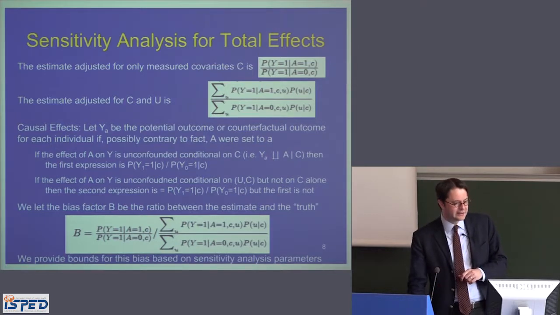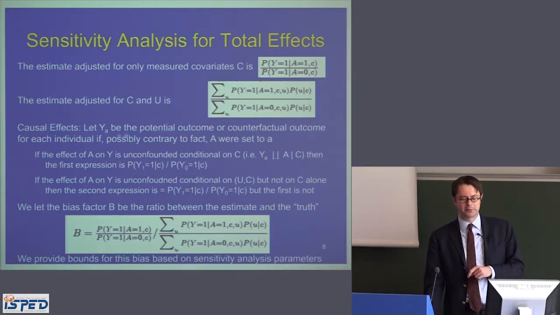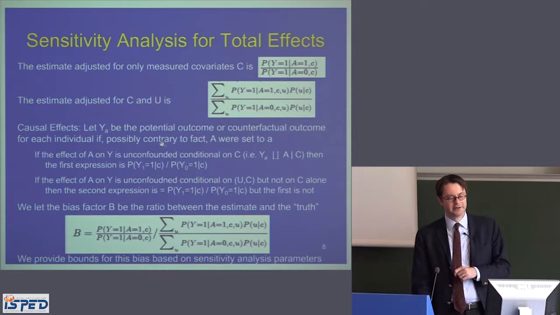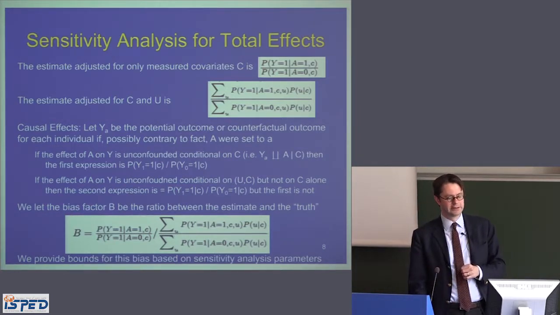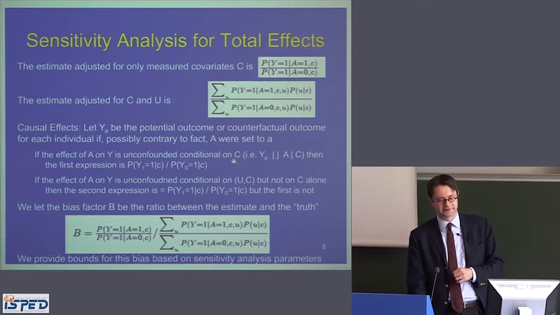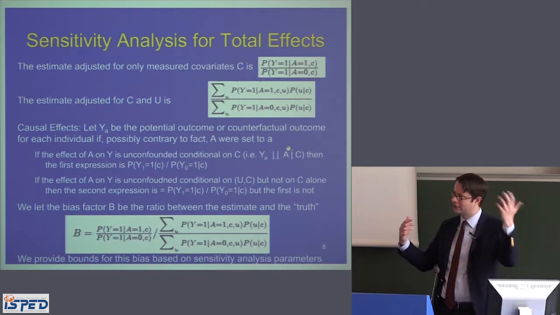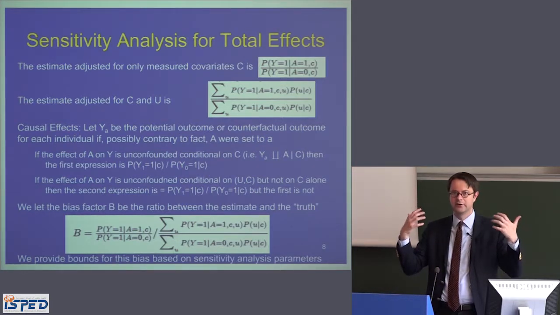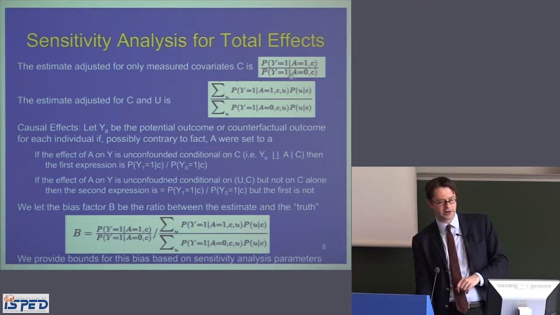For those who are familiar with counterfactual notation, let Y subscript a be the counterfactual outcome, if possibly contrary to fact, A were set to little a. So we have Y1, what would have happened with the exposure, and Y0, what would have happened without the exposure. If the effect of the exposure on the outcome is unconfounded conditional on the measured covariate C, in other words, if conditional on C, the exposed and unexposed groups are comparable in their counterfactual outcomes, then this first expression is just the causal risk ratio.